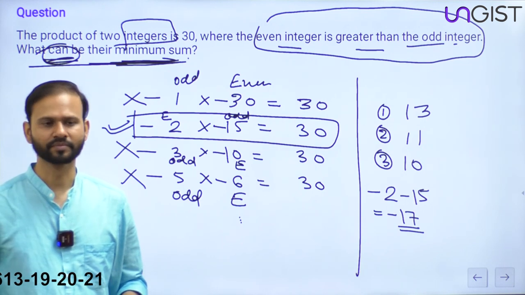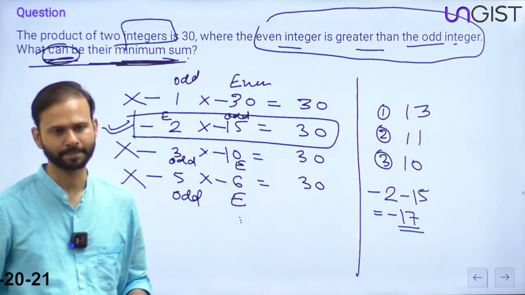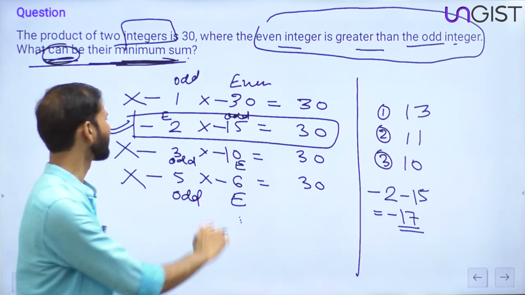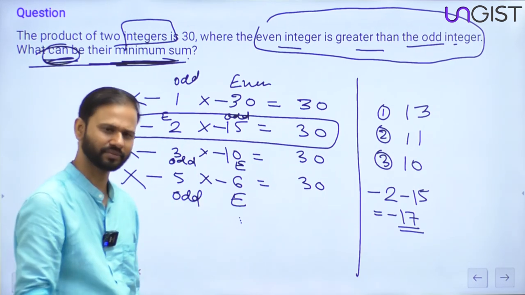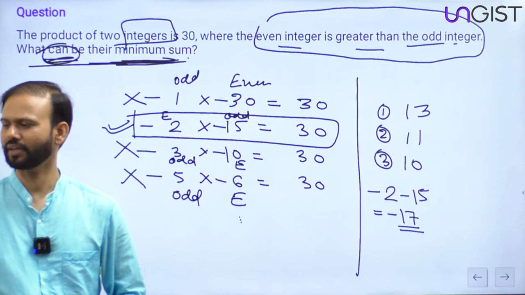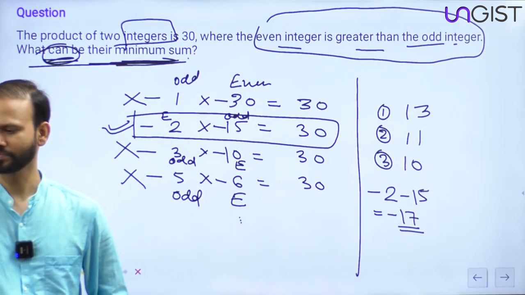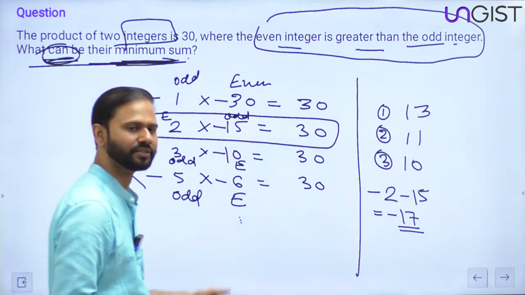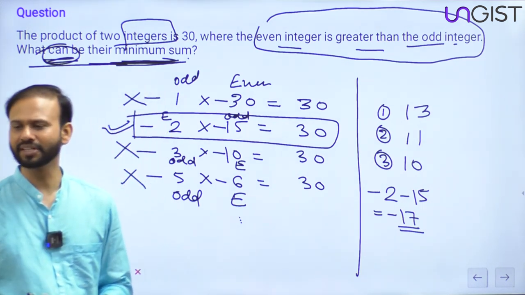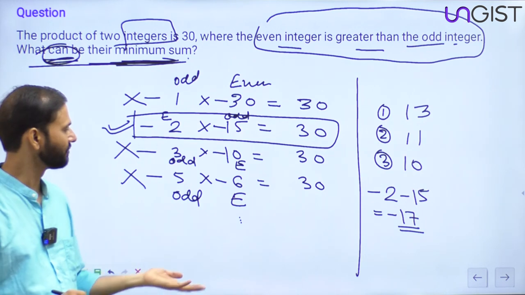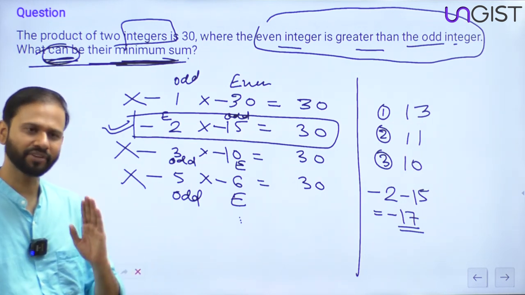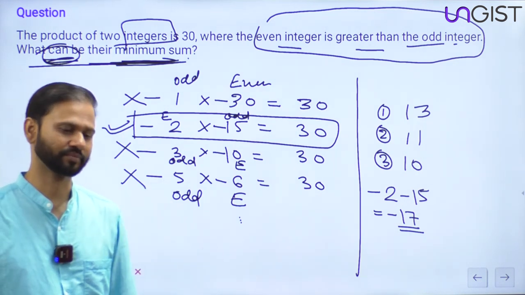Sir, that means there is no fixed place for the odd and even? No, obviously. See, in a product, order does not matter. Everybody okay? So now, the answer is minus 17. Actually, this question is a simple one, but if it comes in the examination, definitely 95% of students will get it wrong.